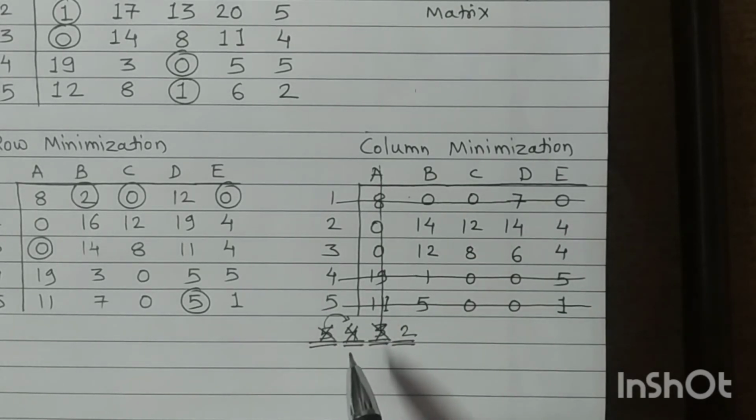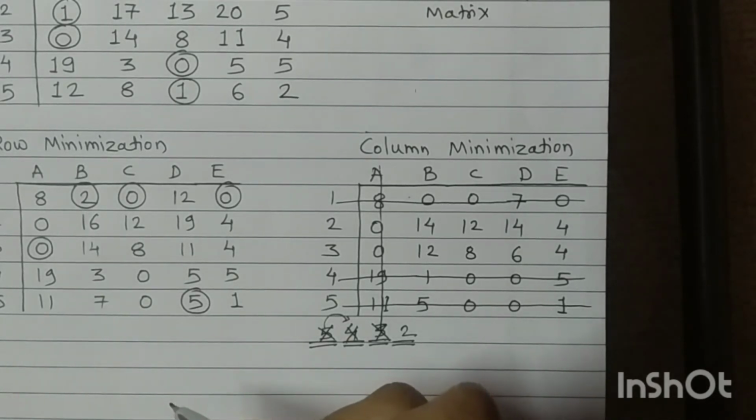Okay. So as the total number of lines drawn is less than the order of the matrix, this solution is not optimum and we have to use the Hungarian method. Write down this statement and try to solve the next step using the Hungarian method.